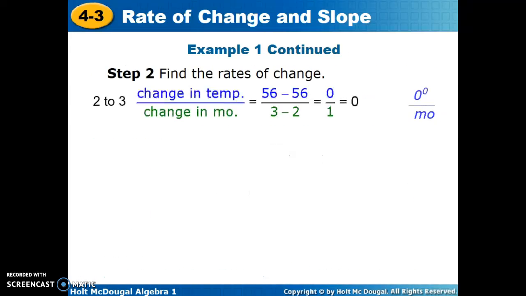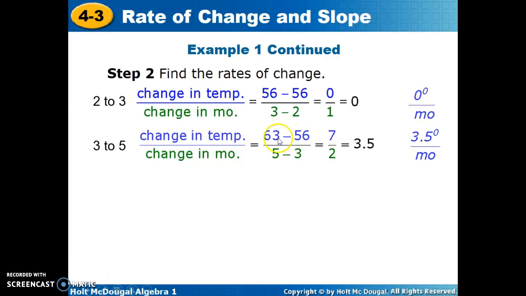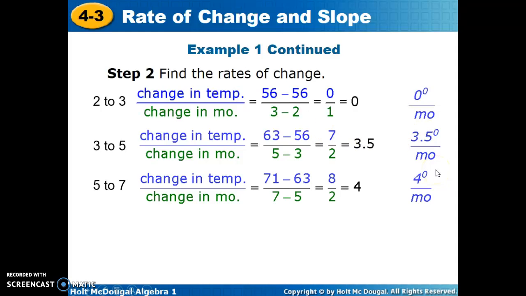So we're going to find the rates of change. From 2 to 3, the change in the temperature was 56 degrees to 56. It changed 0, and the change in months is 1. What we're going to do with each of these is make them over 1 month. So it's 0 over 1. The next one, 63 to 56, we see a decrease of 7 degrees over 2 months. So we do that division. That's 3.5 degrees per month.